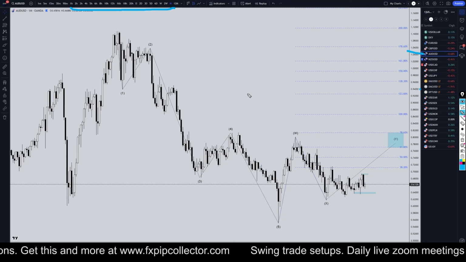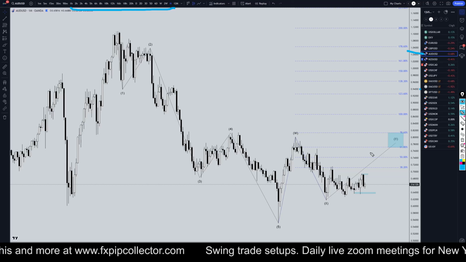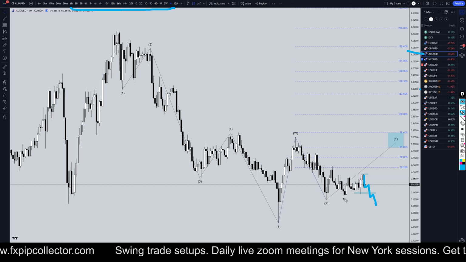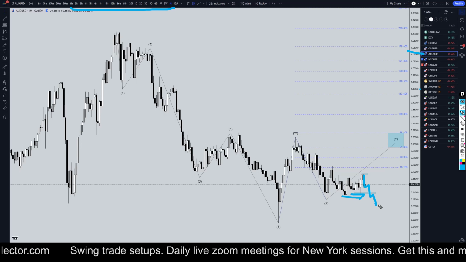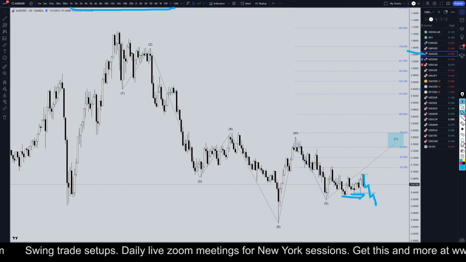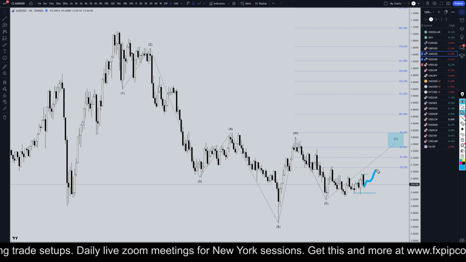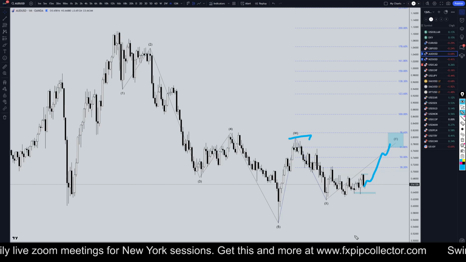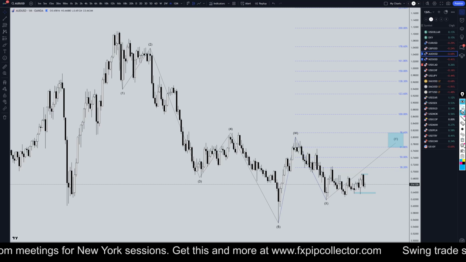So, anyways, on the Aussie dollar monthly, I do think that the more likely scenario now is that it will go down, probably grab all these lows before it does make a move to the upside. But I'm honestly still not ruling out the possibility that this does just keep on going up and eventually take out this high like we originally planned.